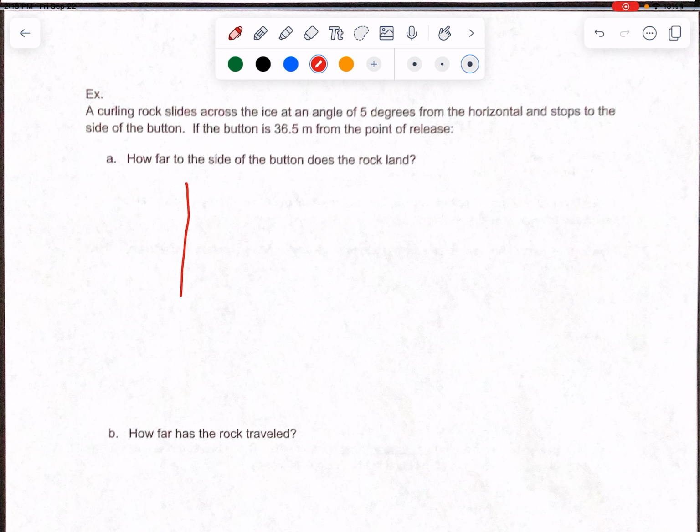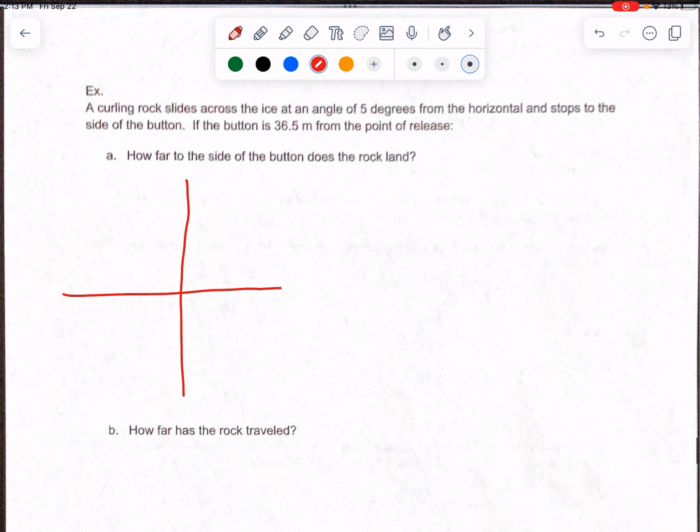So what that means is if I draw my directions, you can go left or right. It just means that is 5 degrees above the horizontal. So again, you could go the other way if you want to. Doesn't matter to me, it's just totally your preference.